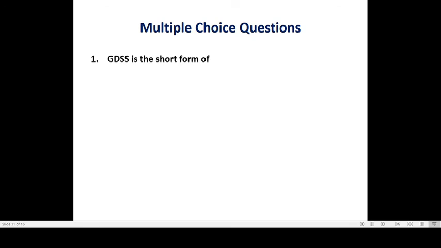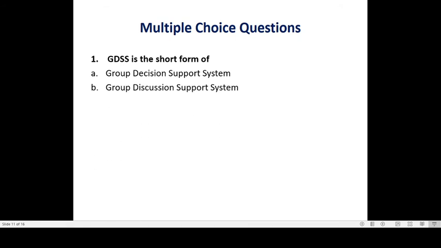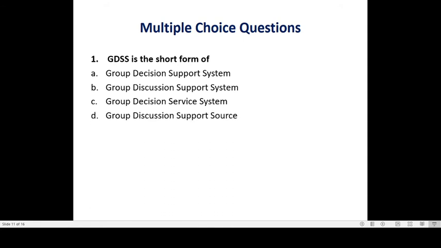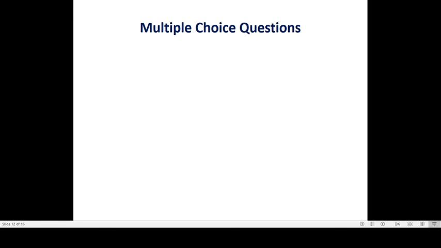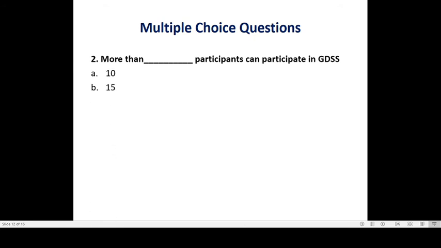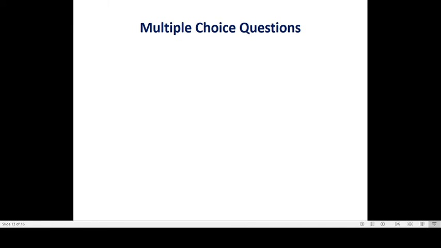GDSS is the short form of: Group Decision Support System, Discussion Support System, Group Decision Service System, Group Decision Support Source. The correct answer is Group Decision Support System. Next multiple choice question. More than dash participants can participate in a group decision support system. Option A 10, option B 15, option C 2, option D 50. The correct answer is option B, 15.